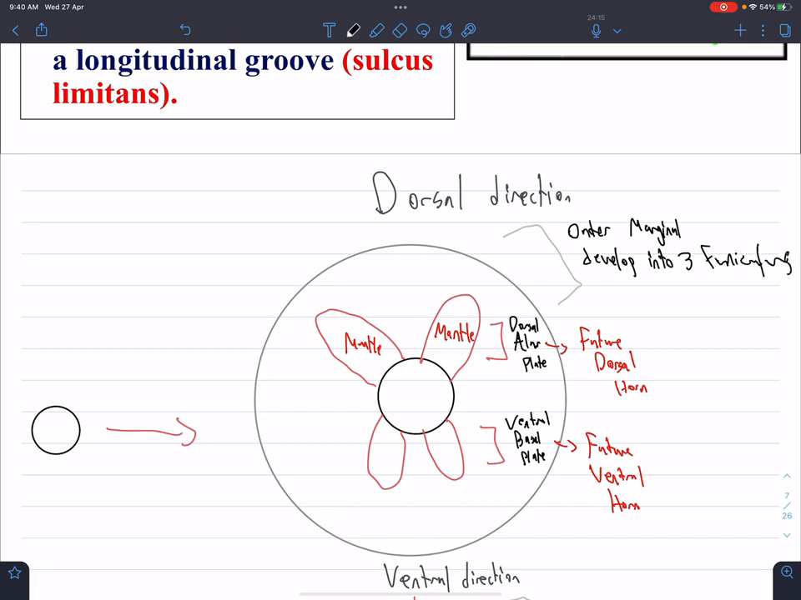So that's what this outer marginal layer is going to develop into: ascending and descending fibers to give you the white matter of the spinal cord. All right? Perfect. Okay, I want you to keep something in mind, all right?